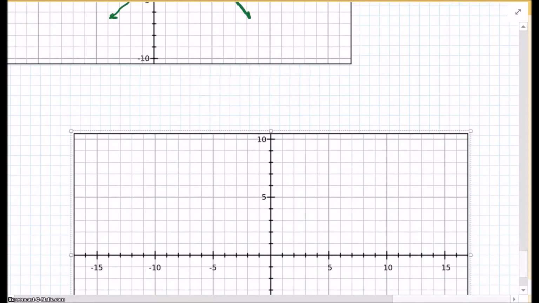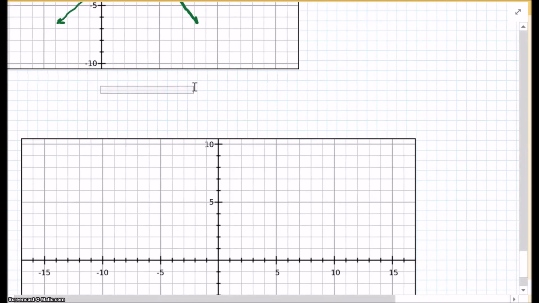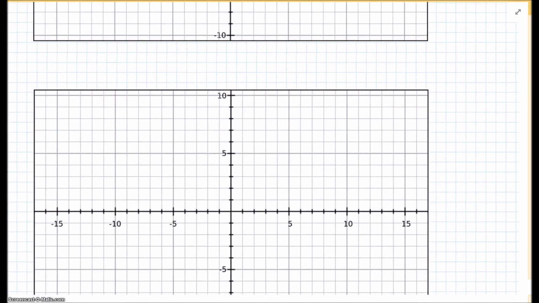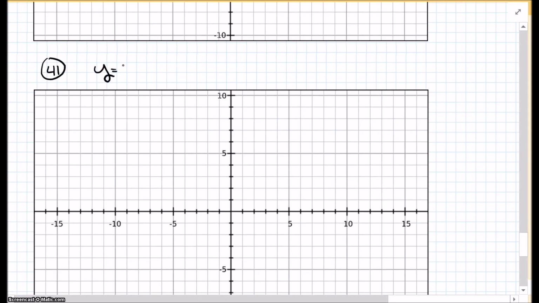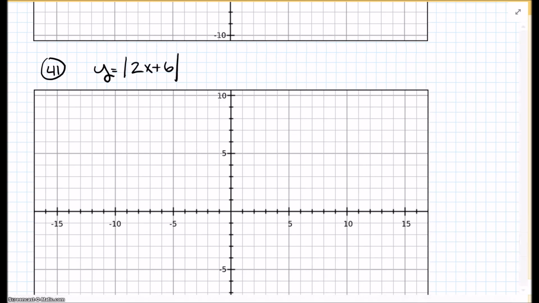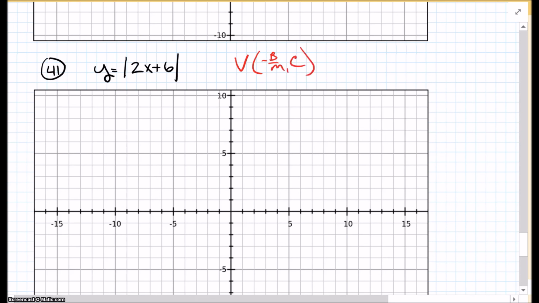Number 41 is this. Let's set it up. Okay, number 41 is this: y equals the absolute value of 2x plus 6. Okay, well, if you remember a while back, we had an equation. Our vertex is nothing more than negative b over m comma c. Well, my b value happens to be 6, and my m value happens to be 2. And my c value, there's nothing outside the absolute value, so 0. So that would be vertex of negative 3, 0.